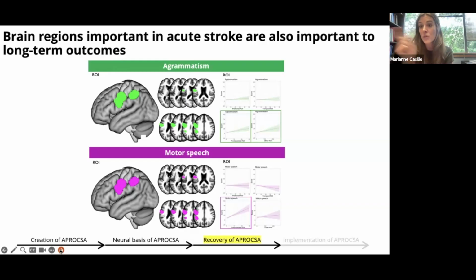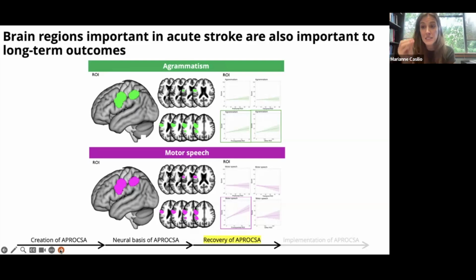And that's going to become important when I start to talk a little bit more about recovery in just a minute, because it seems that maybe as we get farther out, brain regions we might think of as non-canonical for language might actually be playing more of a role.